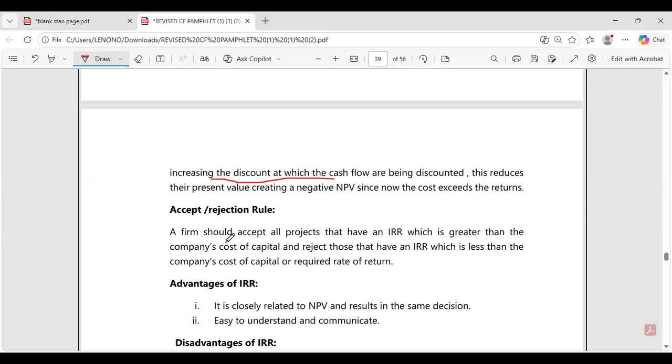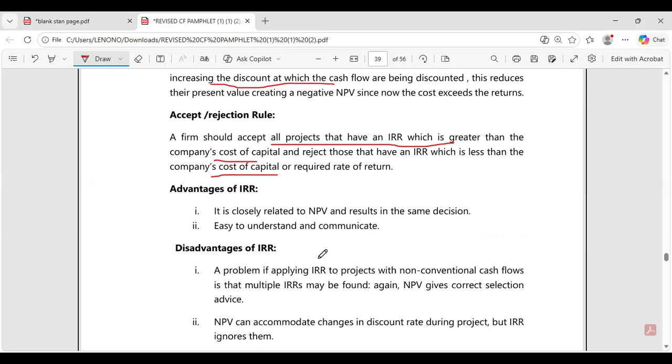Accept or reject rule: a firm should accept all projects that have an internal rate of return greater than the cost of capital and reject those that have an internal rate of return less than the cost of capital. An advantage of internal rate of return is that it is closely related to NPV and easy to understand and communicate.